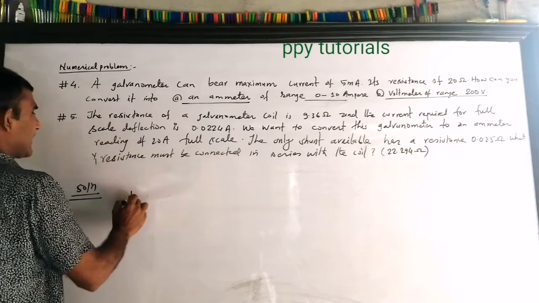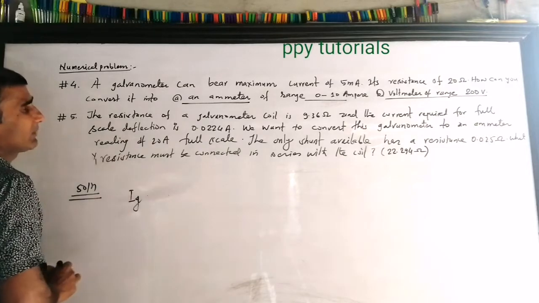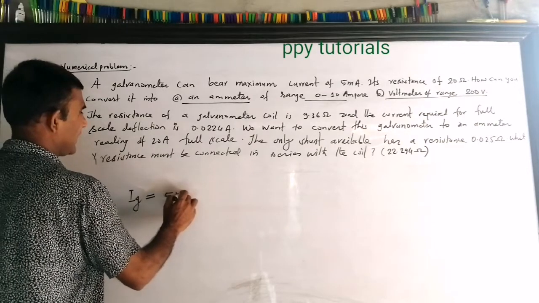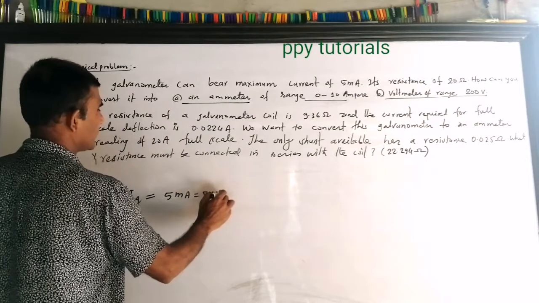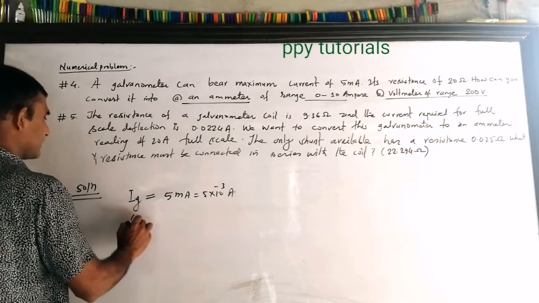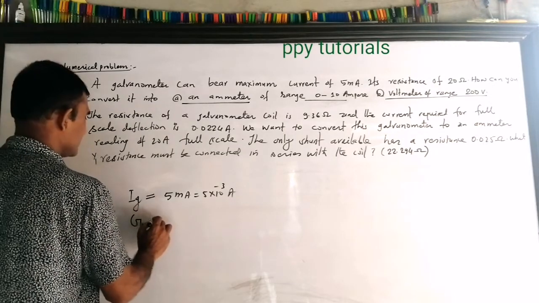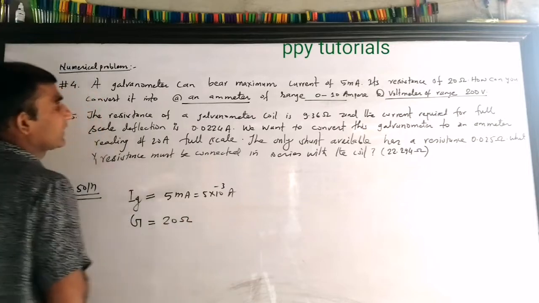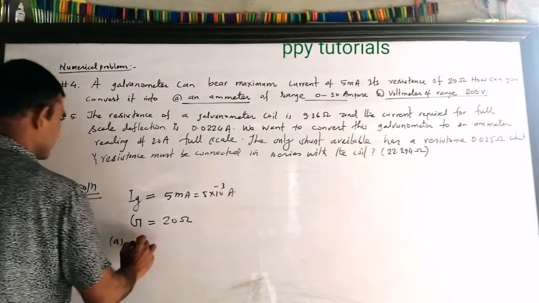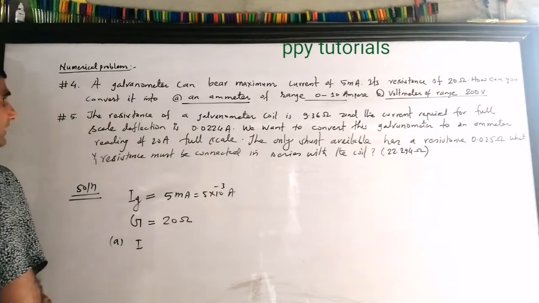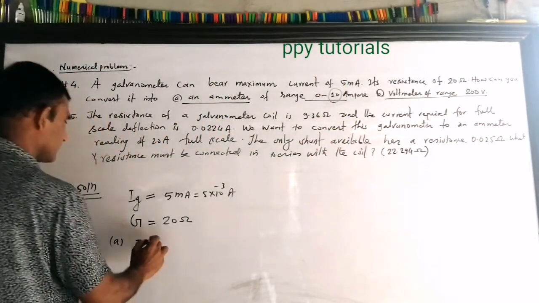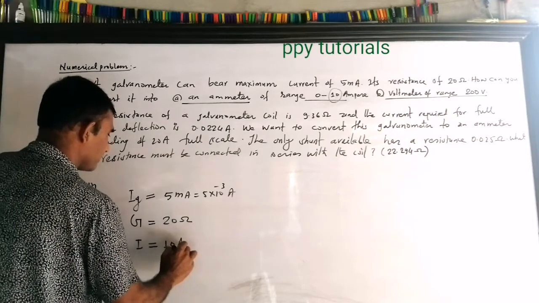So what is the maximum current the galvanometer can measure? Ig is that maximum current. I have given that notation. So Ig is 5 milliampere, and you can convert this 5 milliampere into 5 into 10 to the power minus 3 ampere. And the resistance of the coil of the galvanometer, we give the symbol G, and this is 20 ohm. Now in the first part we want to convert this into an ammeter which should measure a maximum current of 10 ampere. So I should be 10 ampere.